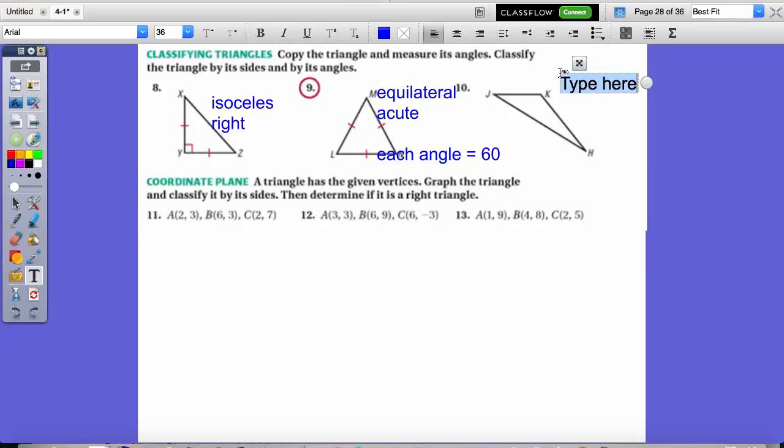On JKM, nothing is labeled as congruent, no sides, so it's scalene. And it looks to me like angle K is obtuse, so it is obtuse.